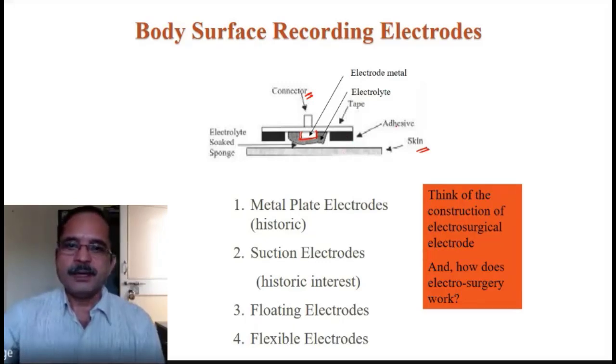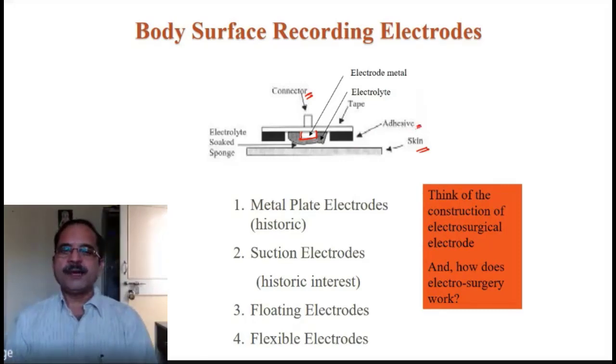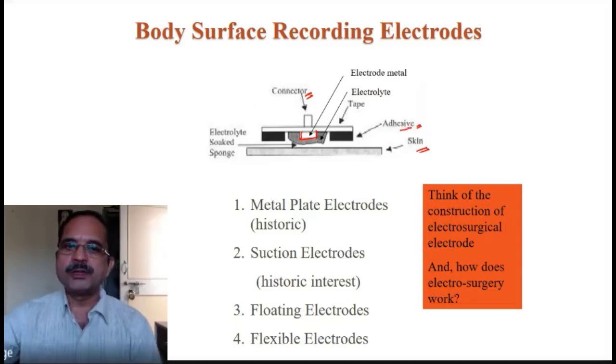And there is some adhesive used, because the electrode, since it is a metal part, cannot be kept directly on the skin, because there will be a lot of movement there. And there should be proper bonding with the skin also. For that purpose, some adhesive is used, which is shown here.